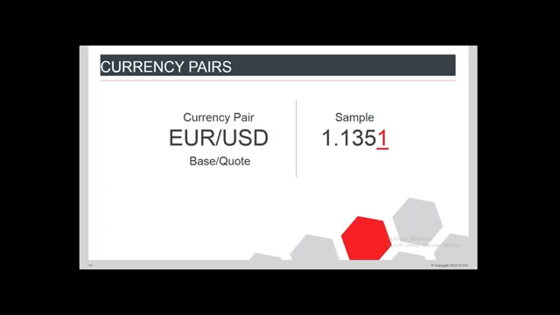This is just a summary of how currency pairs are quoted in the market. Like I said, the popular Euro USD is quoted in dollar terms. So the base currency is the euro, and the quoted currency is the US dollar. So 1 euro is a value of $1.1351.